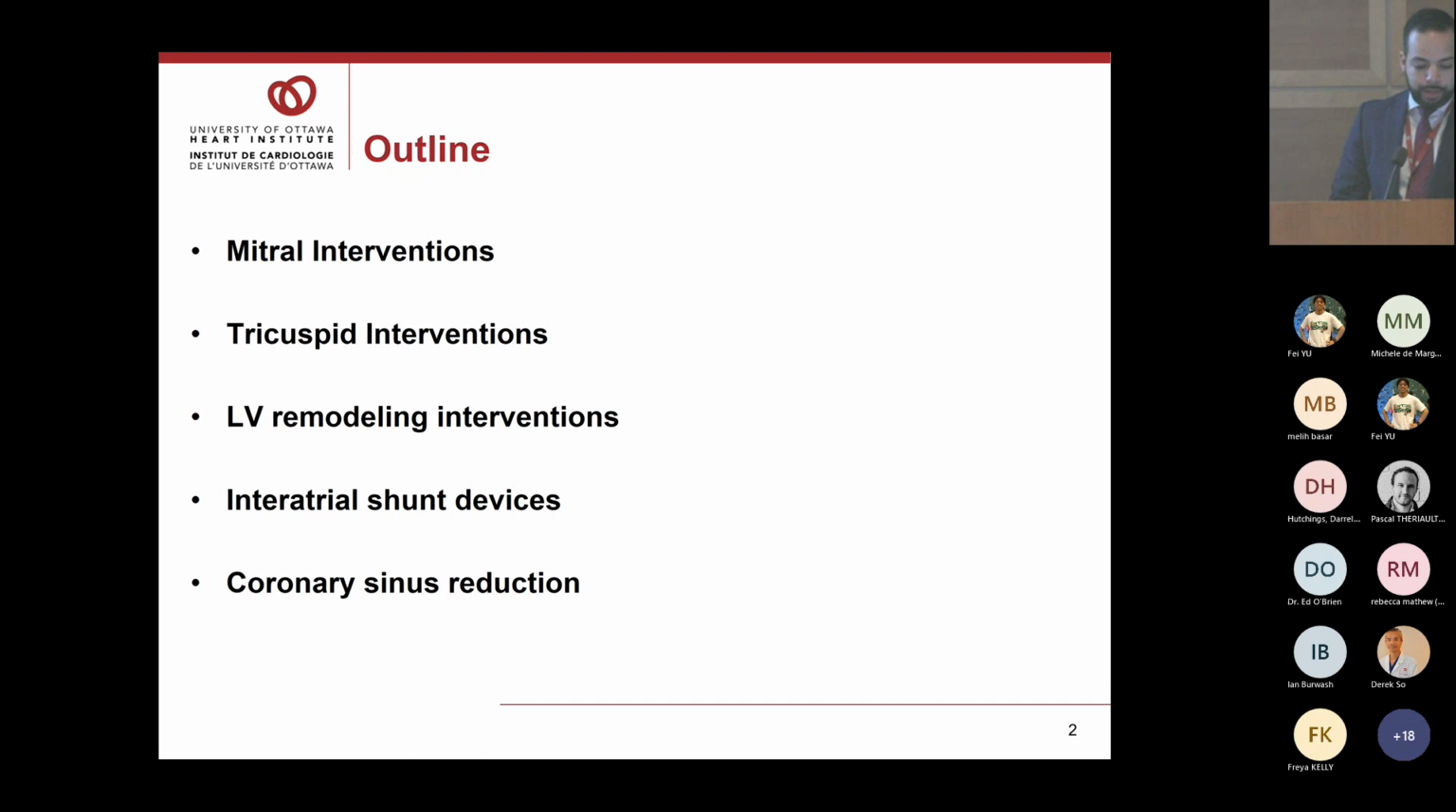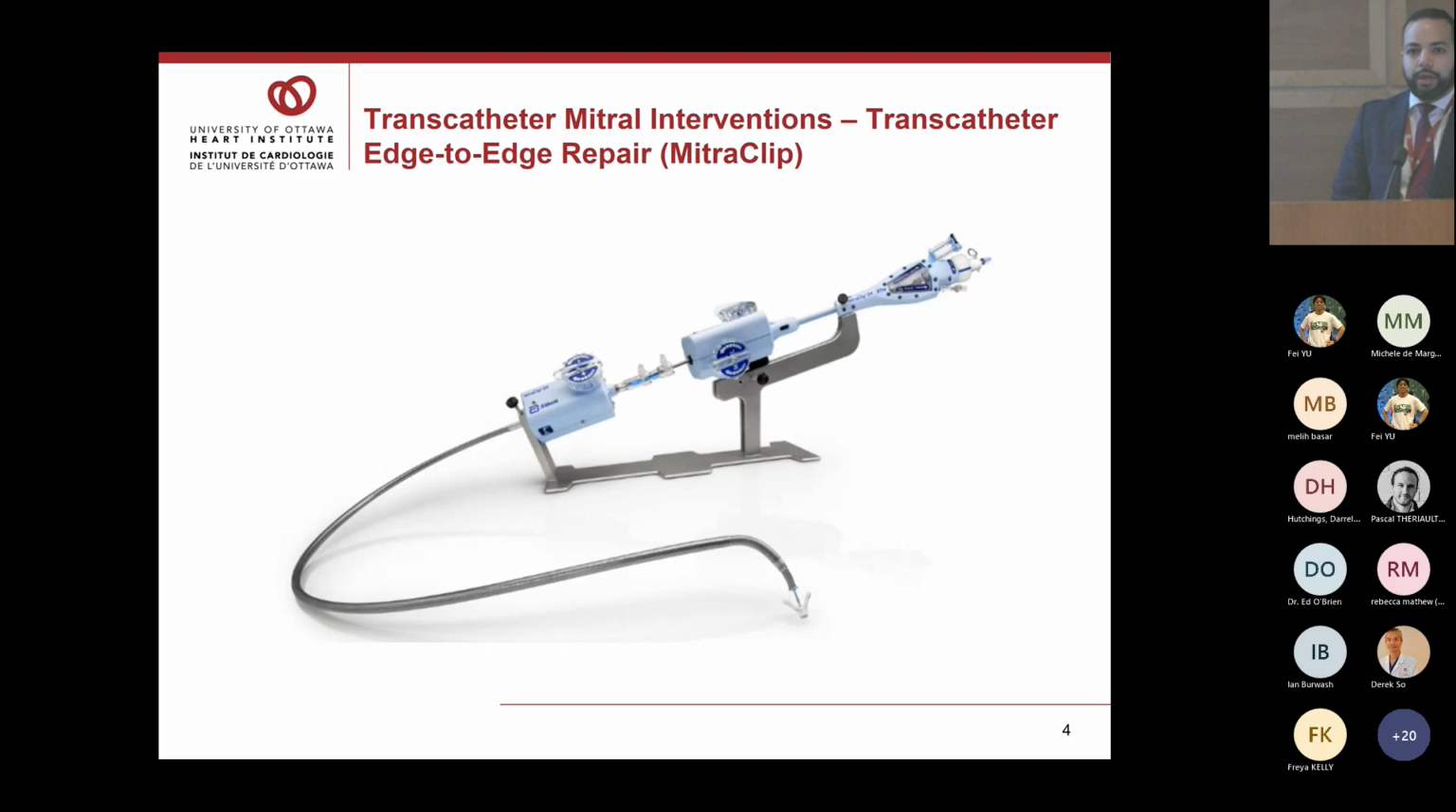In terms of transcatheter mitral interventions, I think everyone's pretty familiar with transcatheter edge-to-edge repair. This isn't a new technology. We've been doing this for at least 10 years here at the Heart Institute, with the predominant technology used in Canada anyways, the MitraClip. This is a picture showing the steerable guiding catheter and the clip delivery system that we use every week here.